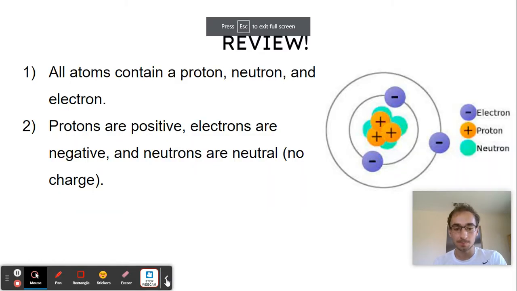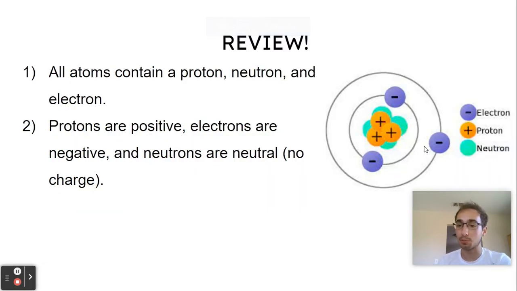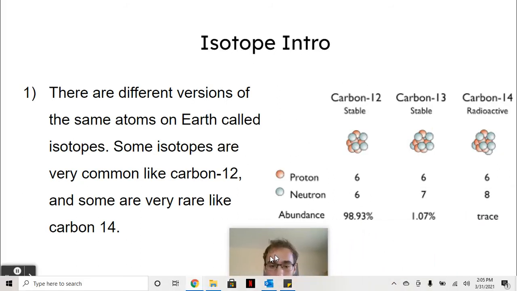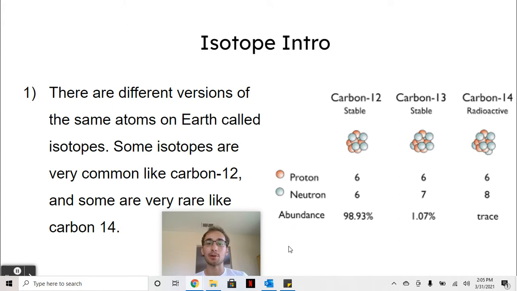So here's some review. Remember, all atoms contain a proton, which is positive, an electron, which is negative, and neutrons, which are neutral. Okay? For isotopes, there are different versions. An isotope is a different version of the same atom.